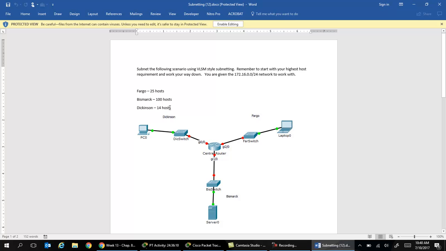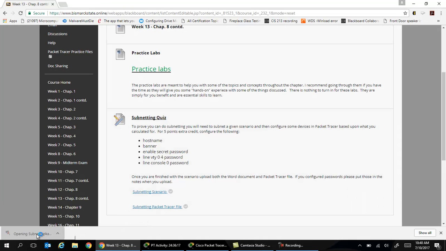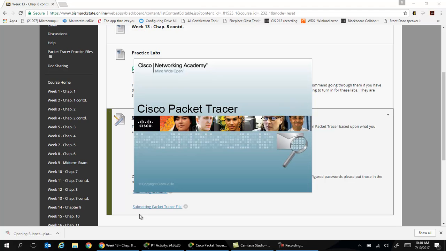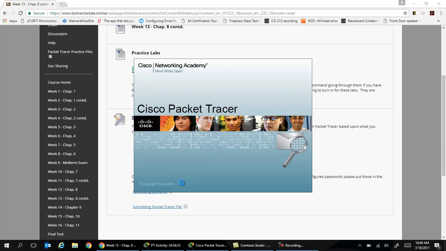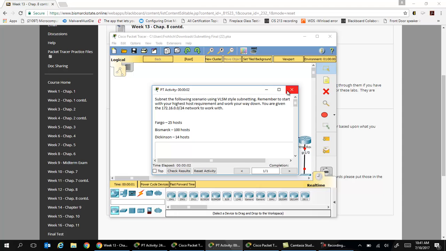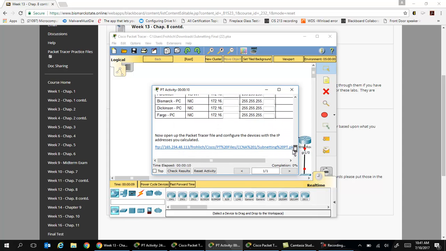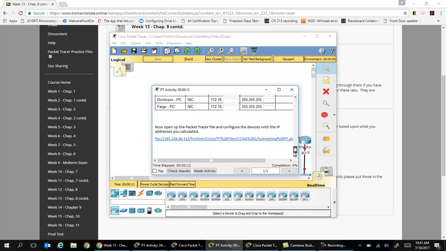So once you have this subnetted and you have that chart filled out, then you'll open up Packet Tracer and configure your devices according to that chart. Essentially, you're just going to come in and configure the interfaces with the IP addresses that you put into the chart. Same scenario I've listed here as in that Packet Tracer.